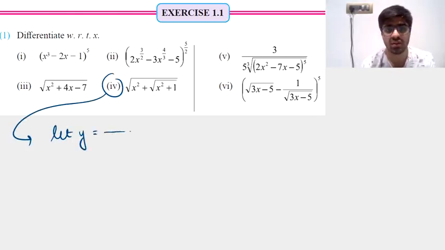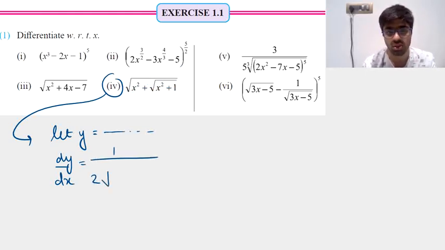Let y be the given function. So dy by dx is going to be, again, it's like root over something. So it's like root over x. The derivative for it is 1 upon 2 root x. So 1 upon 2 root, it is x square plus root over x square plus 1.